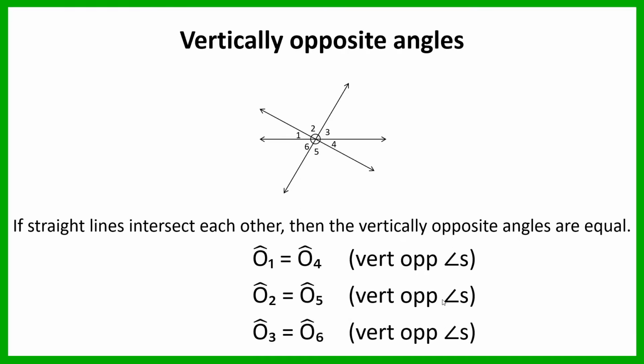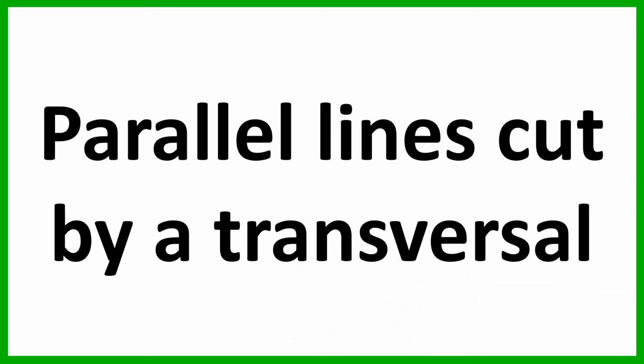Then, when you have angles that are formed by straight lines intersecting with each other, we end up with what we call vertically opposite angles. Angles that are vertically opposite to each other will be equal to each other. So in this example over here, angle O1 and O4, those two angles are equal. Angle O2 and O5 are equal. And angle O3 and O6 are equal. And the reason we can say that for each of them is because they are vertically opposite angles, and vertically opposite angles are equal.